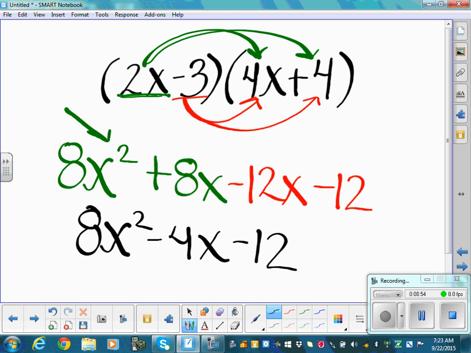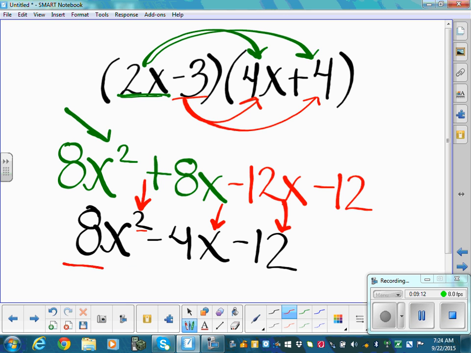Now look at this one. It's already in standard form. Standard form means the highest degree, then the next highest degree, then the next. When I say degree, I'm talking exponent. Oh, I thought it was number. That's what I thought too. We'll have to go over that one day in the future.